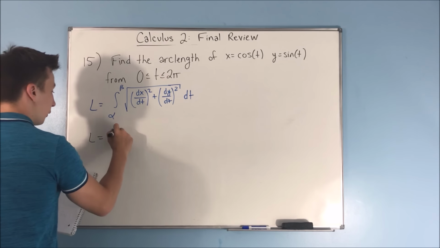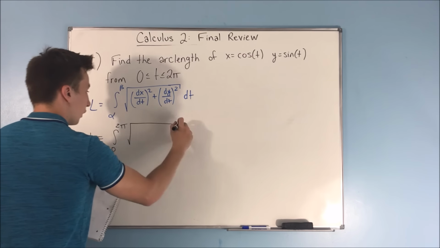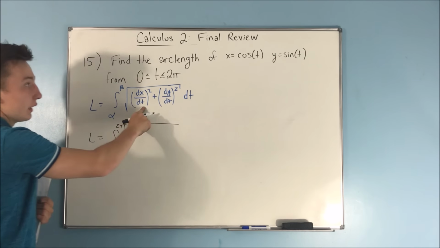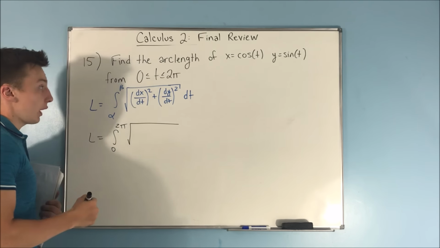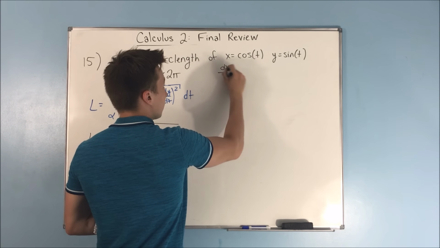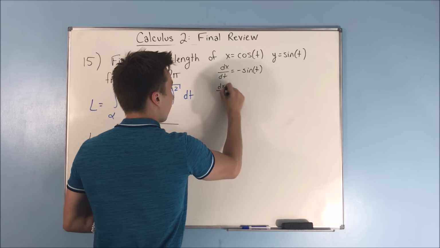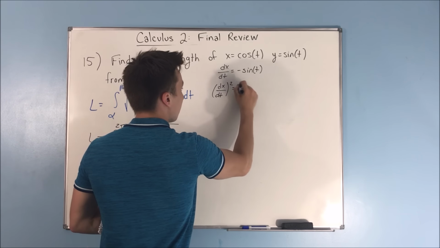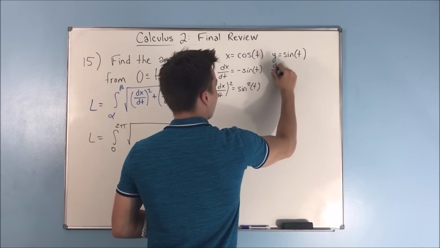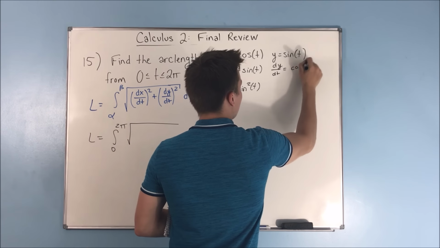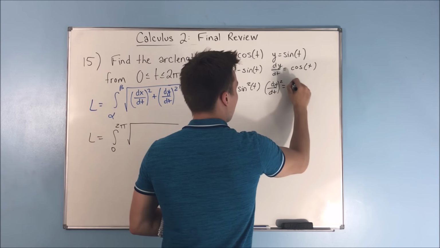Now we're integrating from 0 to 2 pi here. That's what this is saying. And dx/dt is going to be negative sine of t. So I'll actually write that right here. dx/dt is going to be negative sine of t. So dx/dt squared is going to be sine squared t. And dy/dt is going to be cosine of t, so dy/dt squared is going to be cosine squared t.